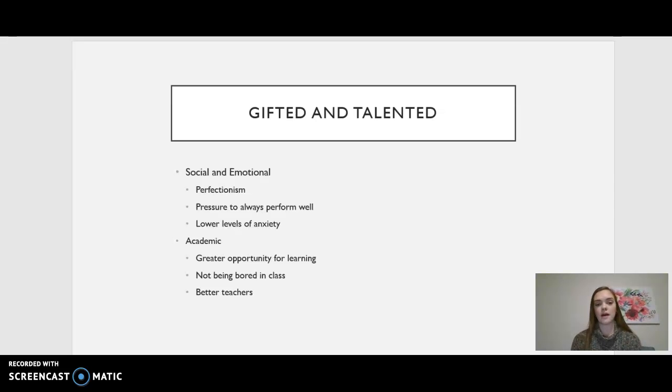Lastly, the last exceptionality we have is gifted and talented. One characteristic would be social and emotional, and some gifted and talented students are perfectionists, which is learned from growing up knowing that they have been diagnosed as gifted. They are perfectionists with whatever they're doing, and their parents or teachers have probably put pressure on them to always perform well, so that is another root of the perfectionism. It also stated that they have lower levels of anxiety. With the academic side, there's a greater opportunity for learning considering that they are gifted and have higher expectations, but they also get more difficult assignments, so they're increasing their learning every day. They're also not bored in class, and they usually would have better teachers, considering they need more challenging teachers.